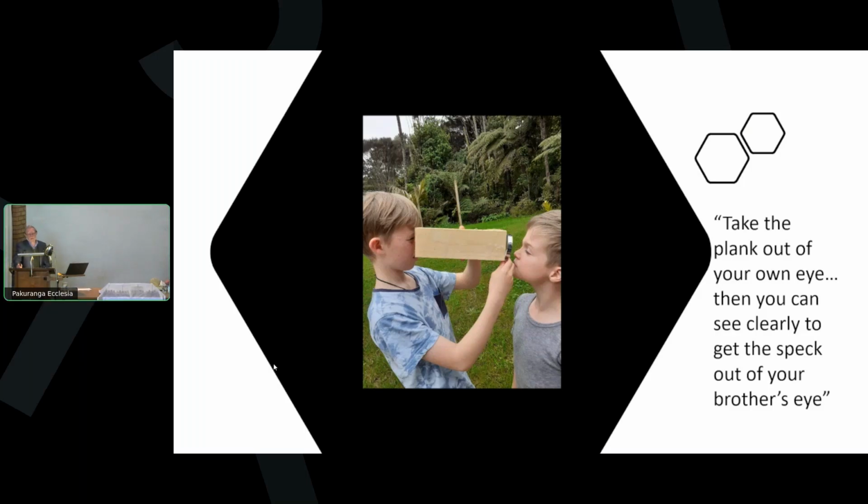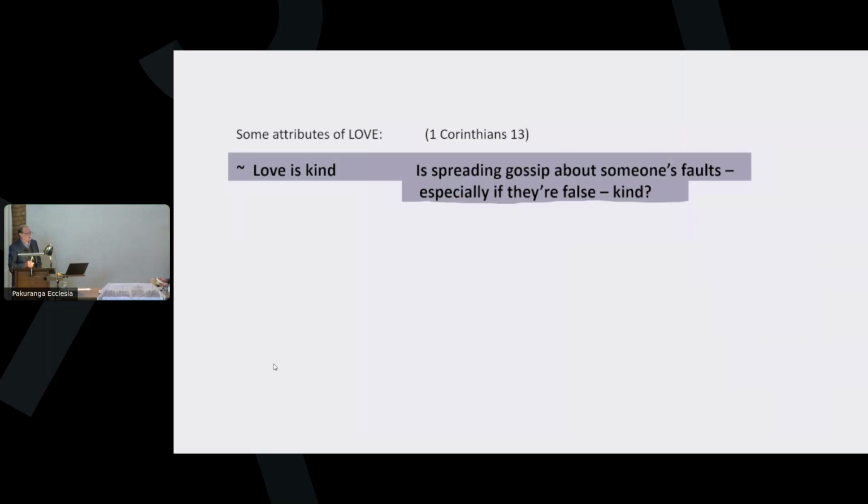The bottom line of what Jesus taught is based on love. And for those of us who were here last Sunday or online, we recall Zach reading 1 Corinthians 13, which is, you know, what we call the love chapter. I just thought, let's have a look at just a few of the aspects of what love is. Love is kind. And so we say, okay, is spreading rumours about other people kind? You know, whether they're true or not, is that kind?